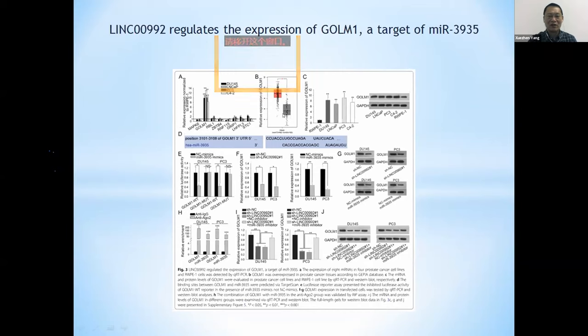And then in picture B, the result is from a database. It predicts that the gene GLUL1 in the prostate cancer cells was much higher than in normal prostate cells, which was consistent with the result of picture A. Here, in picture C, they did RT-PCR and Western blot to detect the expression level of this gene in prostate cancer cells and normal prostate cells, and found that it was much higher expressed in prostate cancer cells than in normal prostate cells. Here, RWPE1 is a normal prostate cell, not a prostate cancer cell.